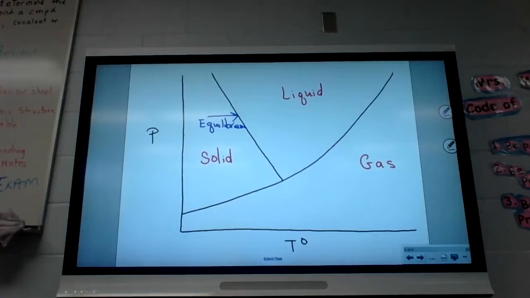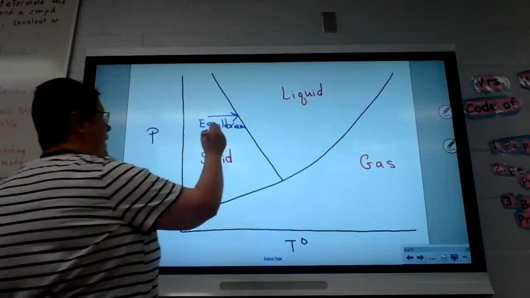Okay? So, what is taking place on that line? If it's in equilibrium, it's an equilibrium between what 2 states? Okay, it's between a solid and a liquid.